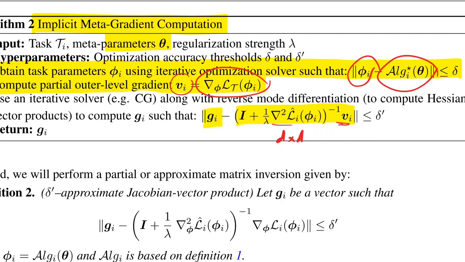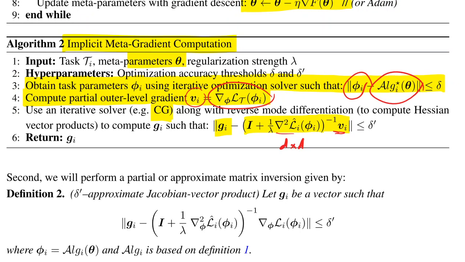And a good method to do this is the conjugate gradient method, and that method is able to basically use the fact that you can compute Hessian vector products without having to compute the Hessian as a matrix. This you can also do with a sort of modified backpropagation algorithm. I also won't go into it here, but you use an iterative solver, for example, conjugate gradient, along with reverse mode differentiation to compute Hessian vector products, to compute GI. So GI is going to be the final gradient pulled back through this matrix right here to give you the beginning gradient, this meta gradient.